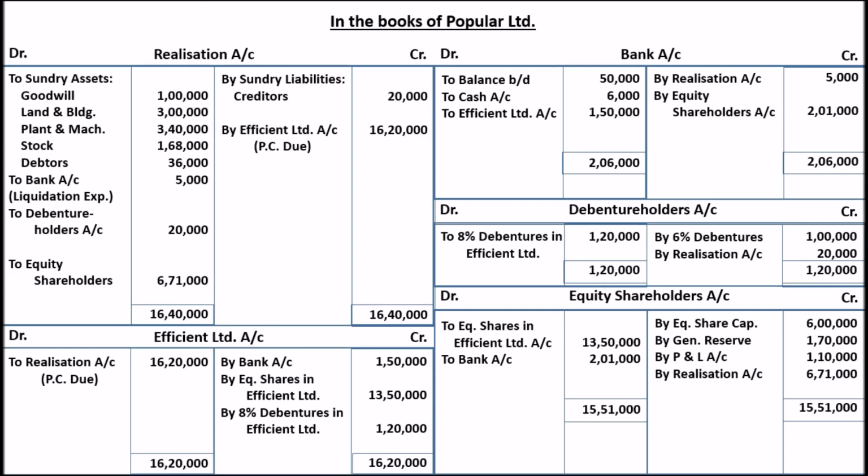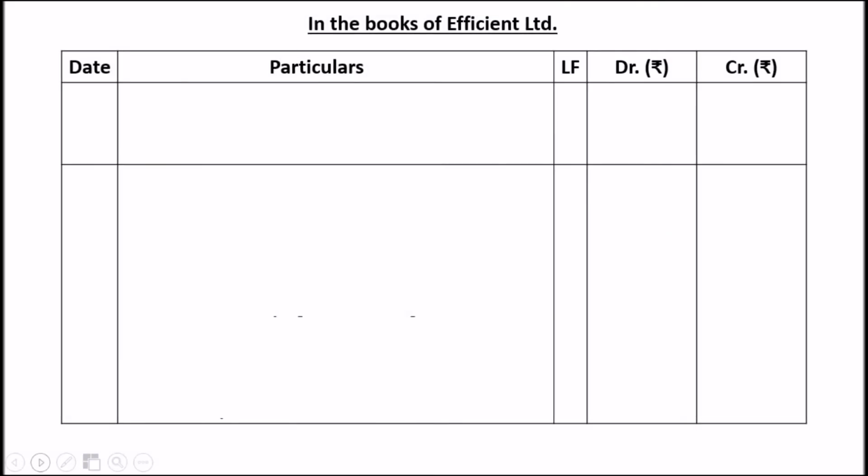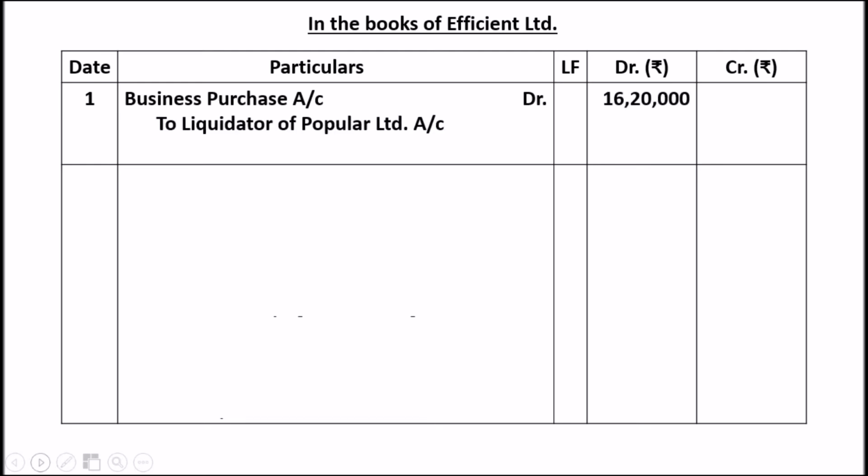Now the next part of the question, we will have to prepare journal entries in the books of Efficient Limited. Now mainly in the books of Efficient Limited, that is a purchasing company, we have only 3 journal entries. The first one for purchase consideration payable will be business purchase account debit. Amount of PC was 16,20,000 to liquidator of Popular Limited account 16,20,000 being purchase consideration payable.